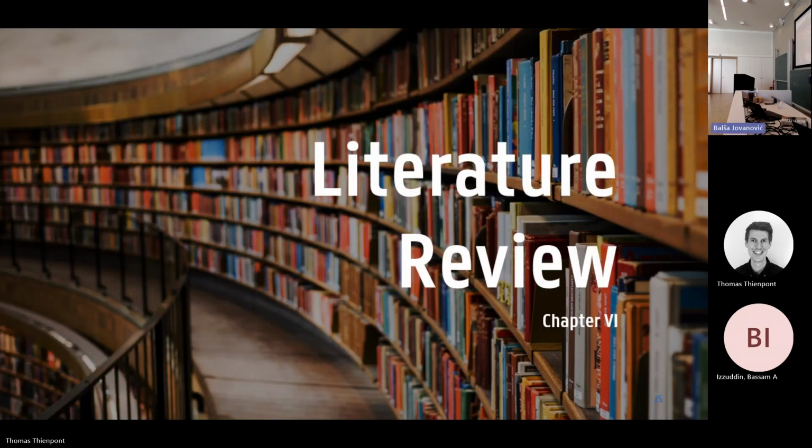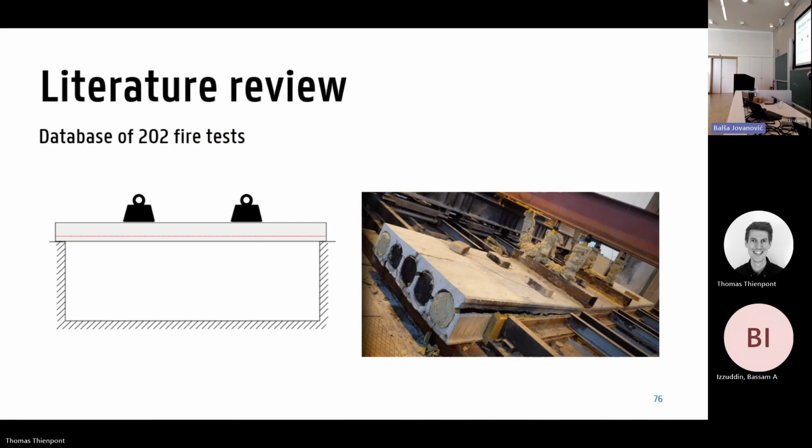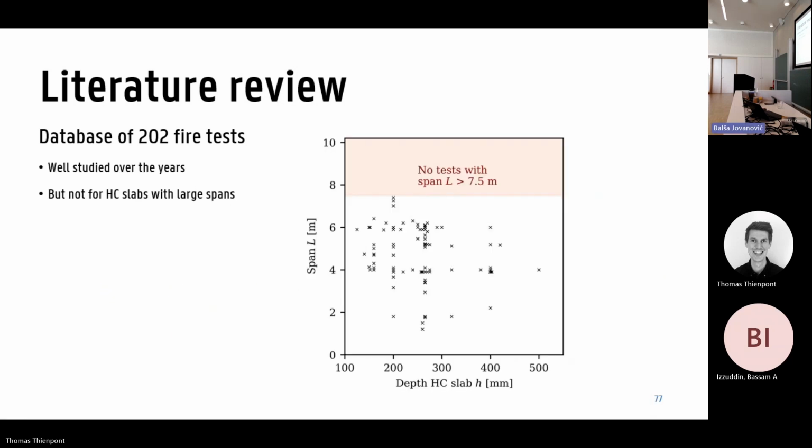So first of all, the literature. What I did as part of the literature review was gather a database of 202 fire tests and try to see what was already done. One of the things that popped up was that basically all of them have been performed on slabs with a span smaller than 7.5 meters, because most laboratories don't have a test furnace that is bigger than that. But if you remember from the introduction, we can have hollow core slabs with spans up to 18 meters, and we have some idea of what will happen, but it's never been tested before.